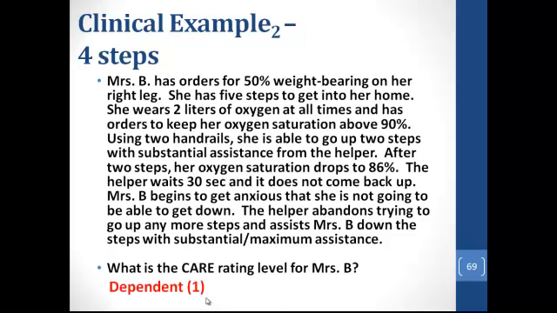In this example, the best response would be dependent. The therapist decides not to pursue completing the task for medical reasons. The patient's oxygen saturation was less than acceptable, and she was becoming more anxious, which would only increase her work of breathing. She was unable to go up and down 4 steps, and while part of this was related to her medical condition, 1 is the most appropriate score.